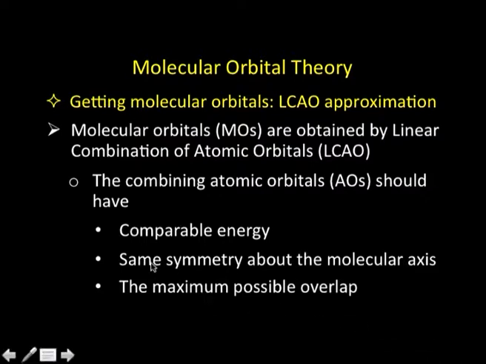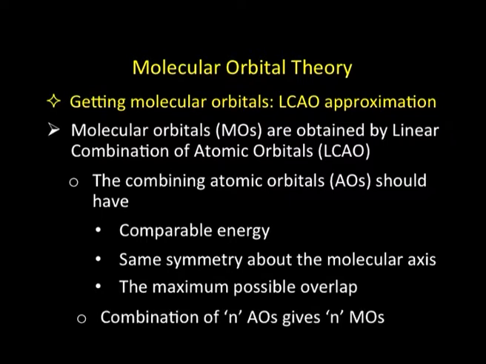Second, they should have similar symmetry about the molecular axis. Typically, the molecular axis is taken as the z axis. The third expectation is that when the overlapping takes place, it overlaps to the maximum possible extent, because the higher the overlap, the stronger the bond we get. Another thing we will observe is that when we take n atomic orbitals, say 2 atomic orbitals, we get 2 molecular orbitals. If I take 4 atomic orbitals, I get 4 molecular orbitals. That is, the number of molecular orbitals generated equals the number of atomic orbitals participating in the linear combination process.